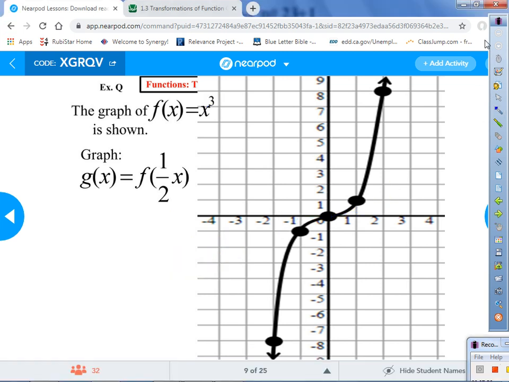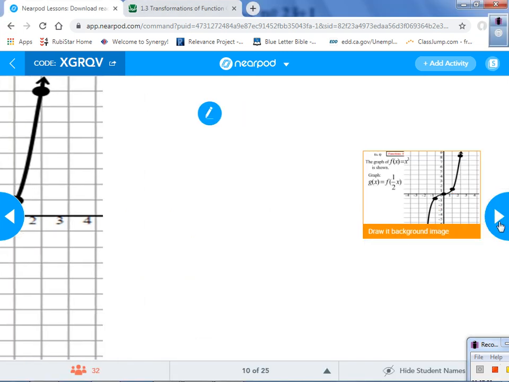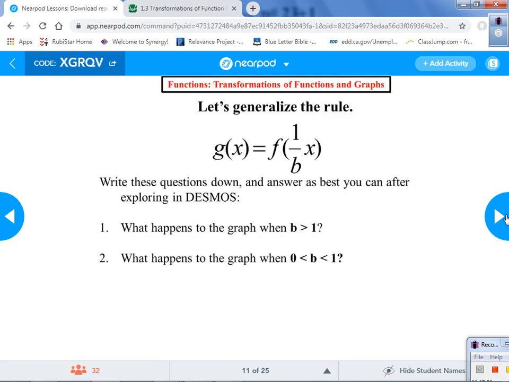Before we go to Desmos, I'm going to give you another activity. I want you to copy these questions down, please. And copy this general rule that we introduced today. G of x equals f of 1 over bx. And the questions are, what happens to the graph when b is greater than 1? And what happens to the graph when b is in between 0 and 1?